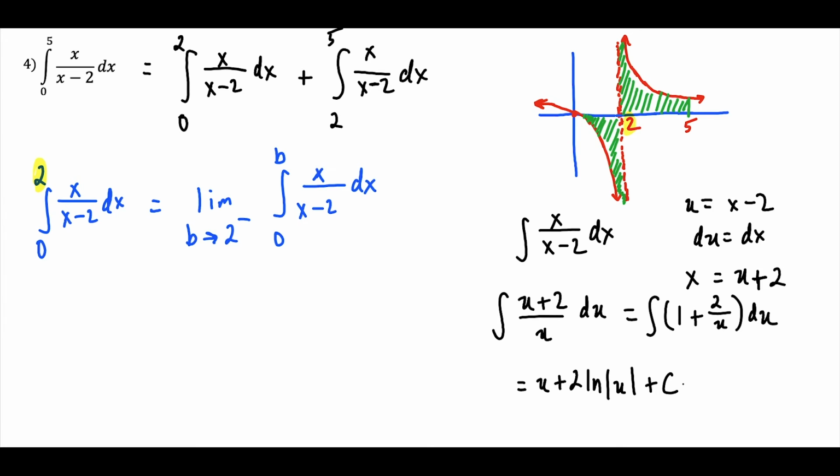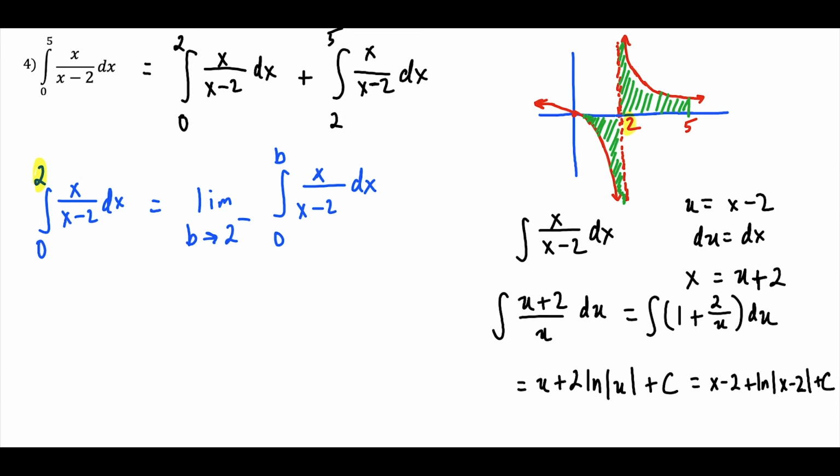So now from this step, we're just going to plug back in for u. U is equal to x minus 2. So we've got x minus 2 plus natural log absolute value x minus 2. And we'll just write our plus c at the end. But when we use this for our definite integral, we're not going to need that plus c.